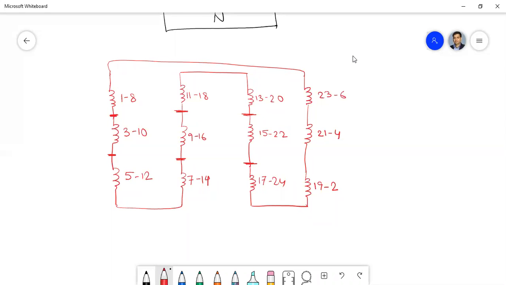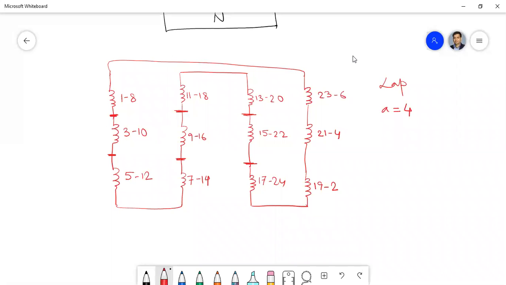So how to show that they are connected in parallel? That means how many parallel paths will be there? That is determined by the type of the winding and the number of poles. As it is a lap winding and there are four poles, the number of parallel paths is already determined, that is 4. So then there will be 4 parallel paths. How to show the parallel paths so that we understand clearly?